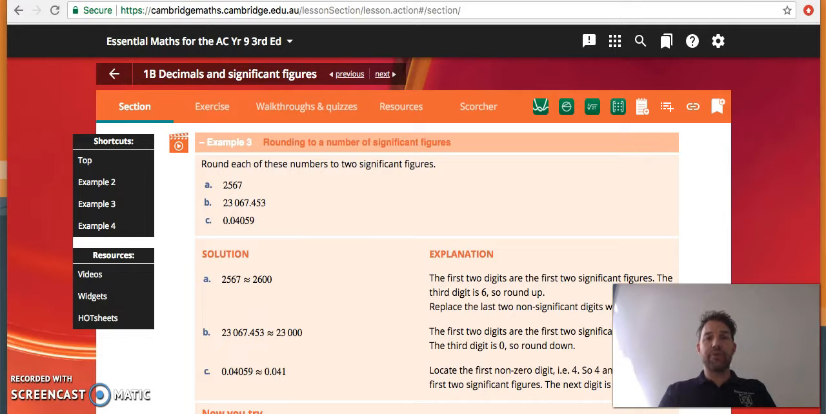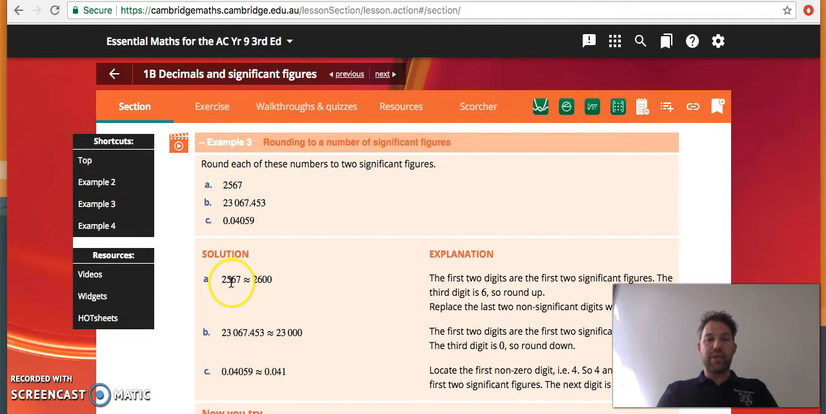3 is looking at rounding to significant figures. So we go from left to right with significant figures. With the first one, 2,567, we have to round it to 2 significant figures. So the first 2 numbers, 2 and 5, are both significant figures because they are not zeros. All right, so that's where we start.